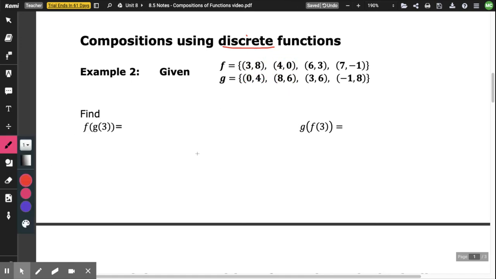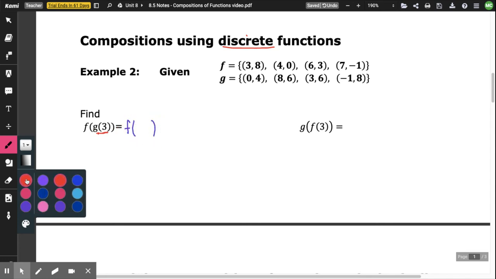The information that they give you for that could be given as a list of points, as we have in this example, or they could write it as a table. So I could turn these lists of points into tables and still be able to do what I'm doing here. All right, so what they want me to find now is f of g of 3. And once again, I'm going to start with my inside function here. So I'm going to find g of 3. And then whatever g of 3 is, I'm going to put it in the blank there.